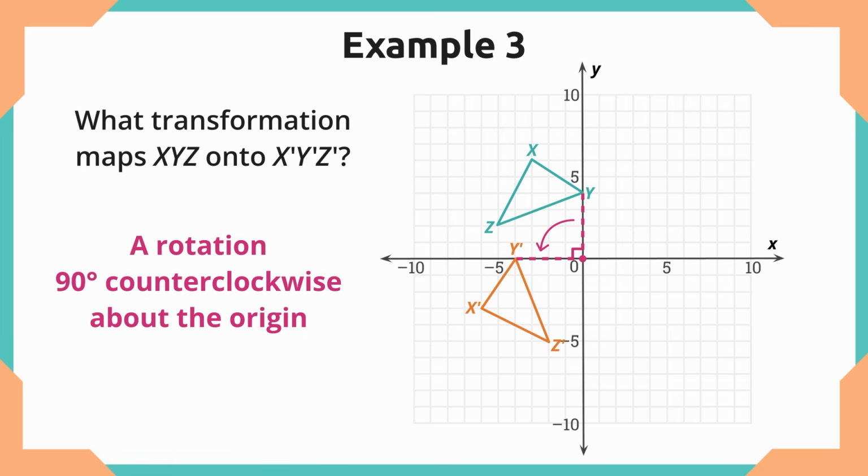We actually can describe this rotation another way as well. Instead of rotating 90 degrees counterclockwise about the origin, we could rotate it 270 degrees clockwise about the origin. Both of these answers are correct. Awesome! That was fun! Now you know how to describe transformations.